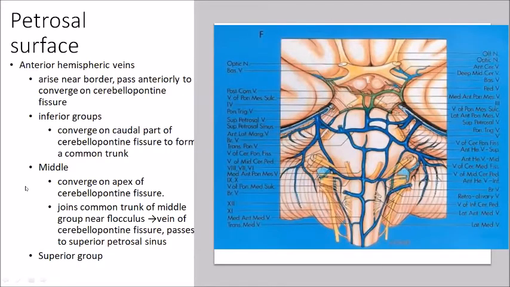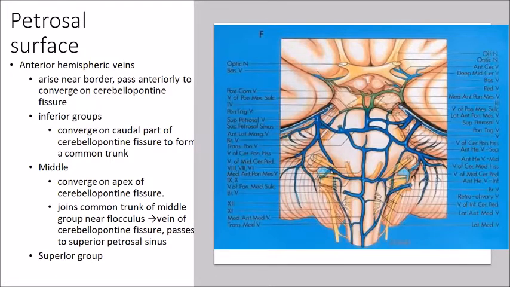The petrosal surface of the cerebellum lies against the posterior margin of the petrosal bone, the petrosal ridge. It is supplied by the anterior hemispheric veins. These veins arise near the borders and pass anteriorly to converge on the cerebello-pontine fissure. They are divided into superior, middle, and inferior groups, with the inferior group being the largest of all.